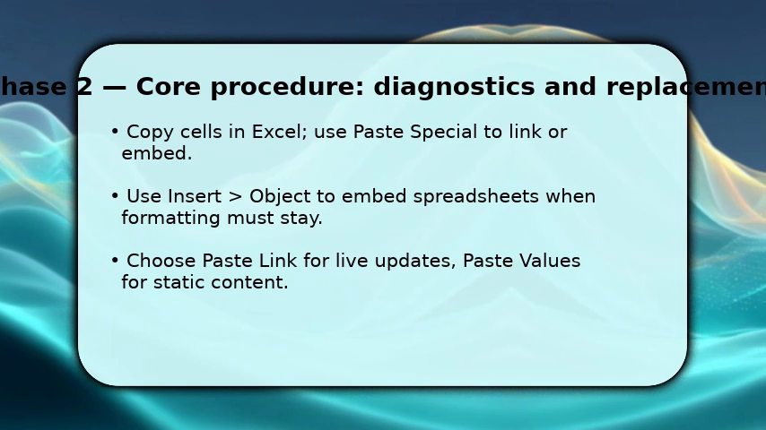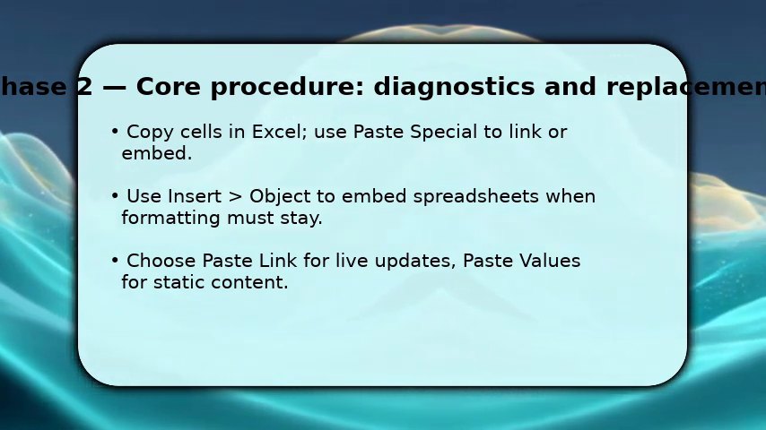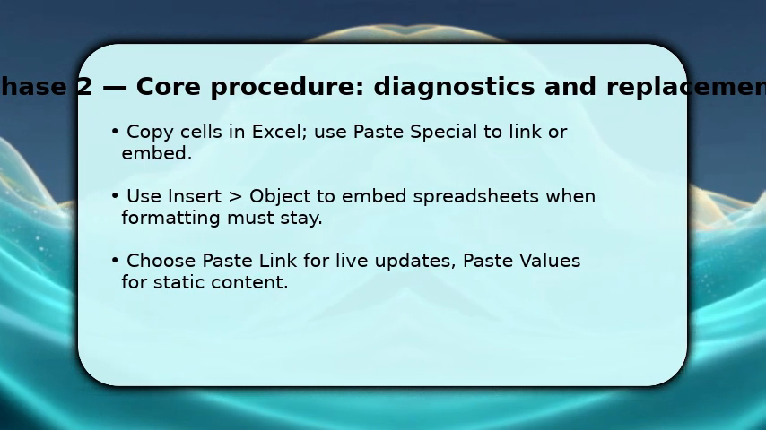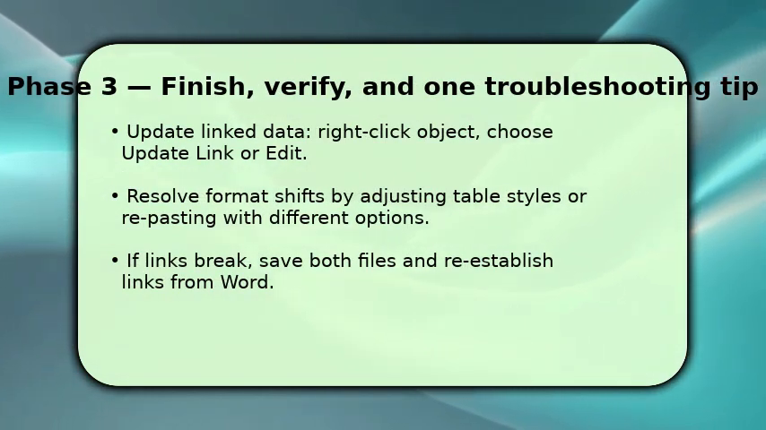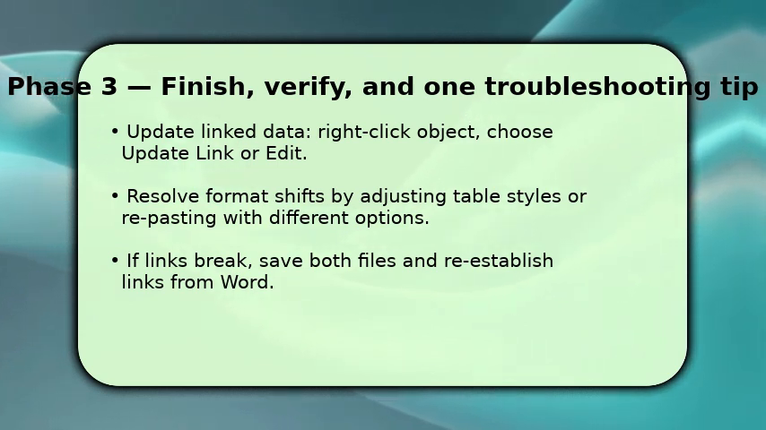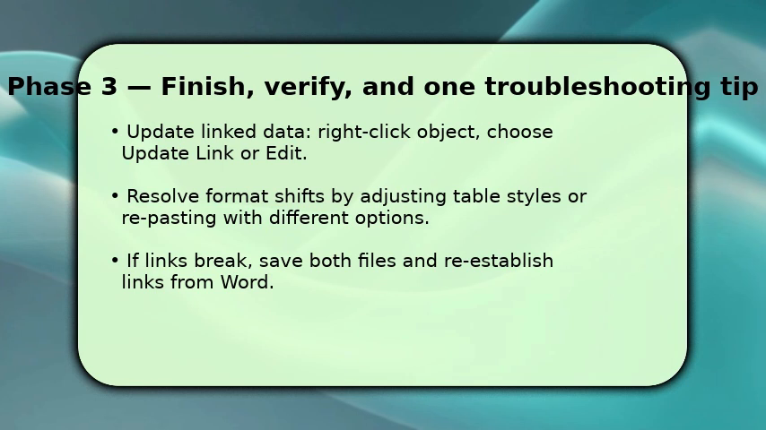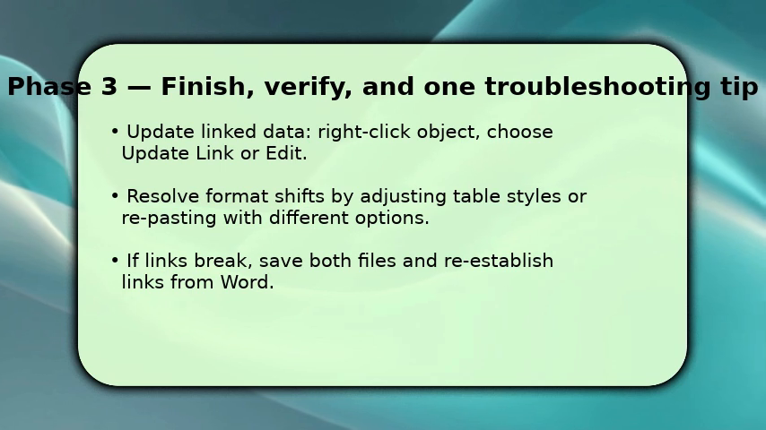Make sure column widths and fonts match, and adjust the embedded object size so the table remains readable without breaking page layout. When finishing, update links and proof the merged document. Right-click linked objects to update link or edit in Excel because small changes can cascade. Then check pagination, headers, and references so the report reads cleanly.